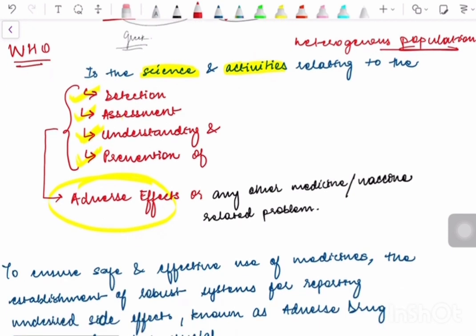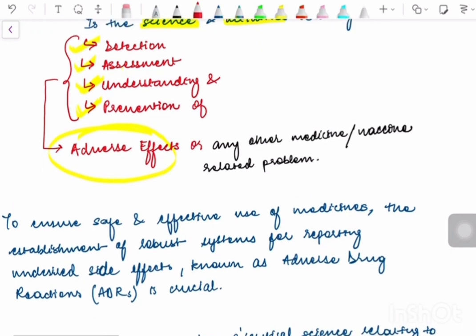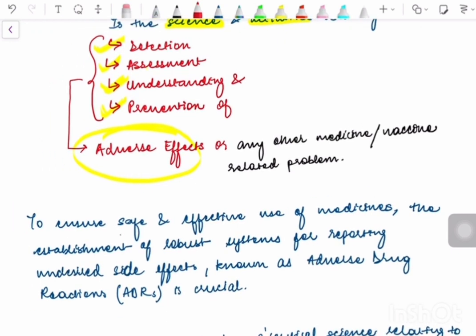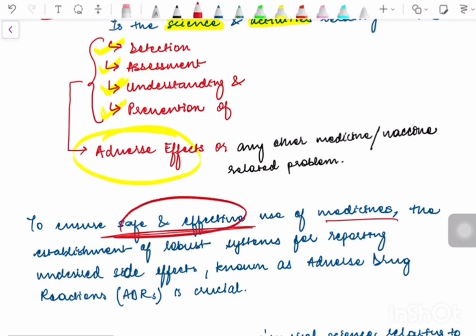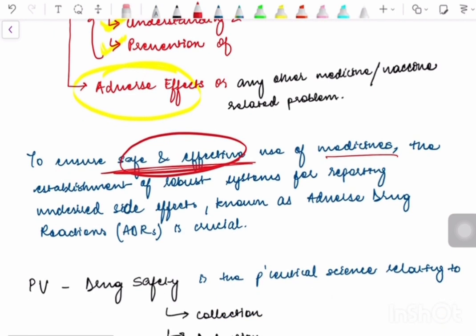So this is all done to ensure safe and effective use of medicine. Obviously, we are doing all of this effort. Why? Because we want safe and effective use of the medicines and the establishment of robust systems for reporting undesired side effects. Okay, so there are many regulatory bodies like WHO, like European Union, like US FDA, that have this robust system. If the drug is now in the market, you have taken it, you have got some undesired side effect from the medicine, you can report it on their websites, you can call them up, and it is known as adverse drug reaction.